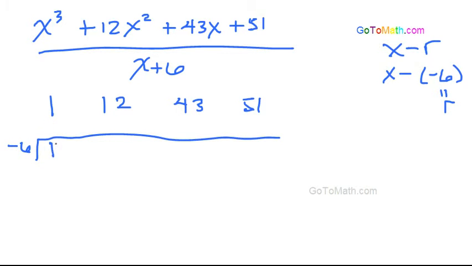So negative 6 times 1 is negative 6. Whoa, what am I doing? That is not right. Negative 1 times 6 is negative 6. We've got to put that over here. Add those two together, you get 6. Negative 6 times 6 is negative 36. So this is going to be 7. Negative 6 times 7 is negative 42. And 8, 9. Is that right?